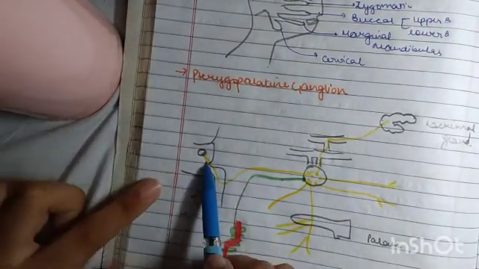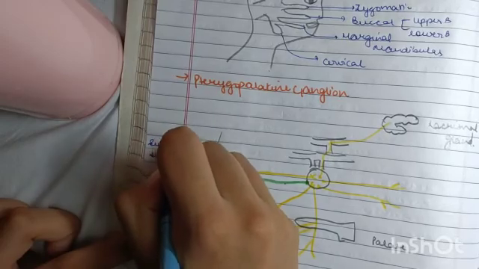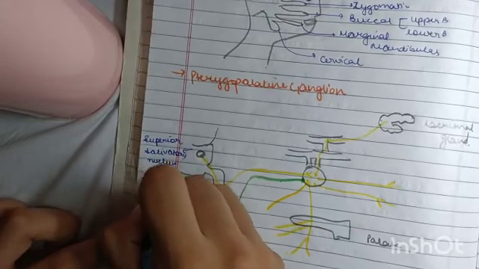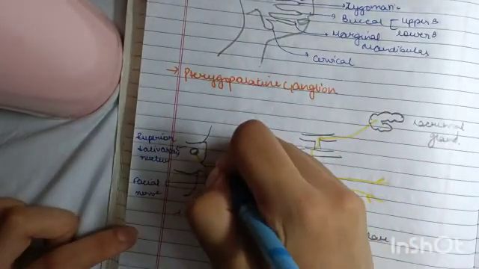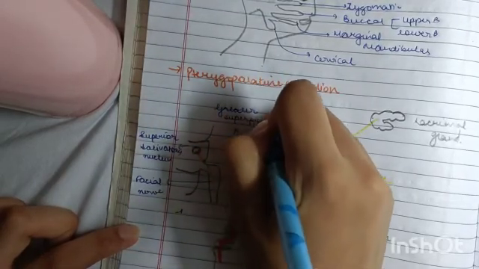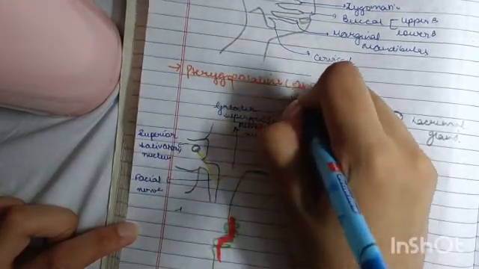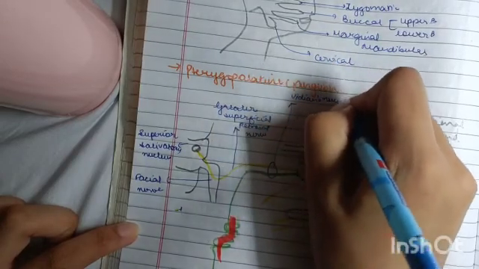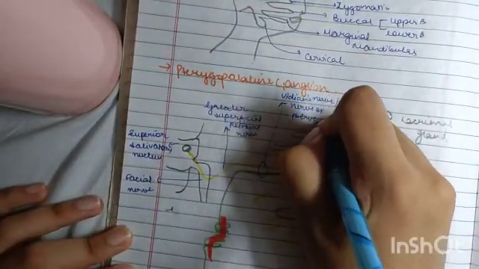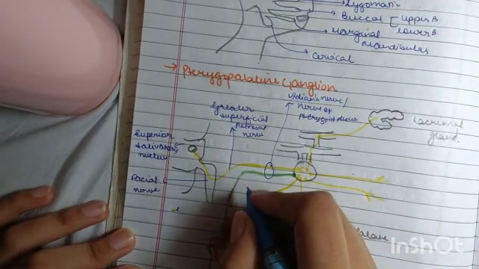So first of all, what we see is it comes out from the superior salivatory nucleus. Now this is the facial nerve. Now this one is the greater superficial petrosal nerve. Both of them is Vidian's nerve or nerve of pterygoid plexus. All right, now what is this? This is basically the deep petrosal nerve.